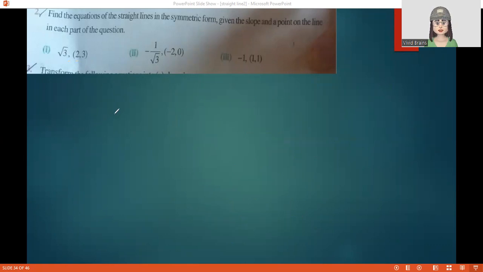Minus 1 by root 3, minus 2 comma 0. Yes. So slope here, tan theta is equal to minus 1 upon root 3. Okay. Minus 1 upon root 3 means theta is equal to 180 minus, because 1 by root 3 is tan 30, right? So 180 minus 30 we have to take. Okay. 180 minus 30 means 150. We got theta as 150. We can easily write the equation.